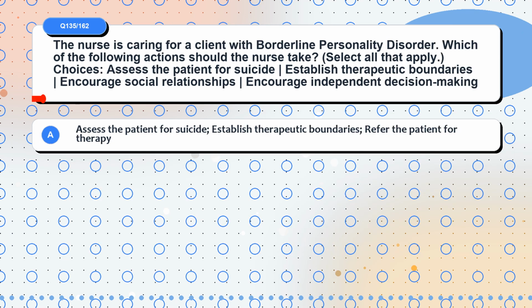Question 135. The nurse is caring for a client with borderline personality disorder. Which of the following actions should the nurse take? Select all that apply. Choices: assess the patient for suicide, establish therapeutic boundaries, encourage social relationships, encourage independent decision-making. Here are the options. Option A: assess the patient for suicide, establish therapeutic boundaries, refer the patient for therapy.